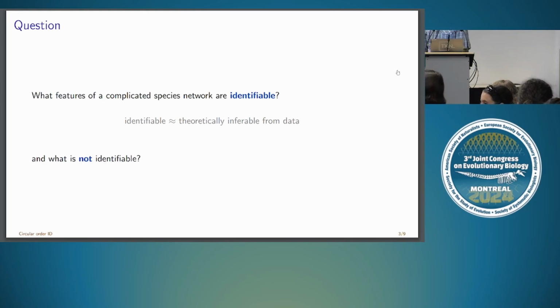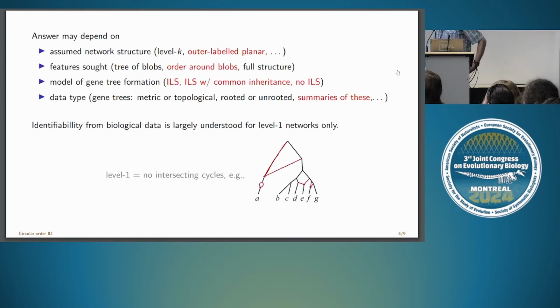And I think that second question is maybe not been thought about enough, that there's going to be limits to what we can infer, and it's good to understand them more clearly. Okay, so the answer to that question, it's a very vague question, may depend on what we're willing to assume about our network. Is it level 1? Is it level K? These red properties are going to be ones that pop up later in the talk that I'll define when I get to them.